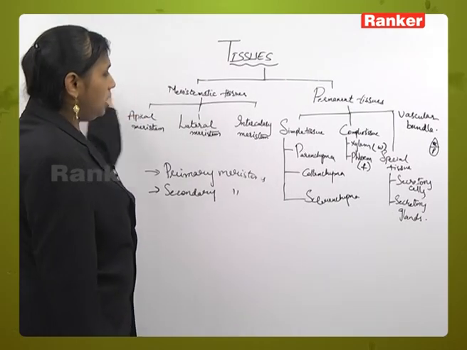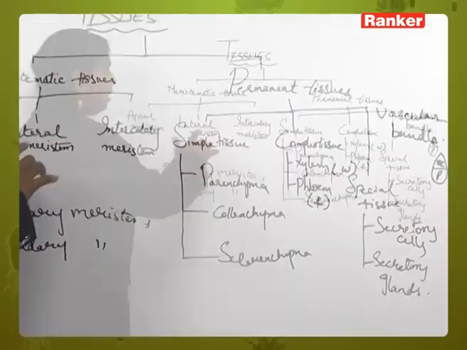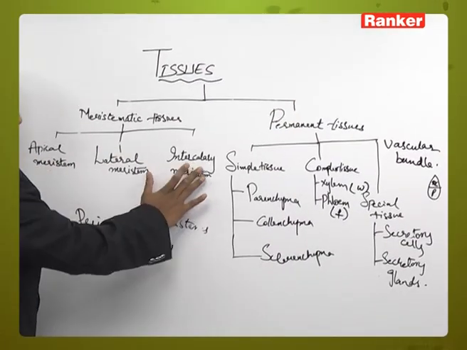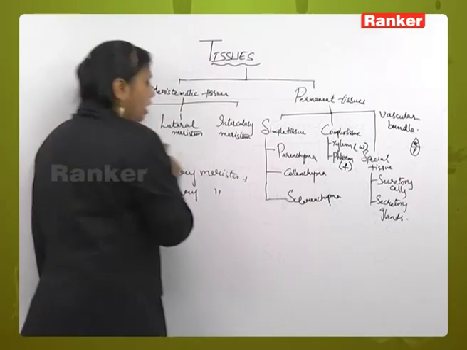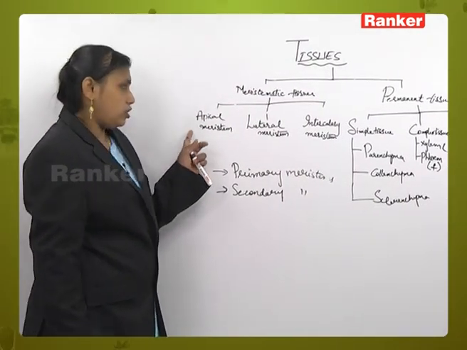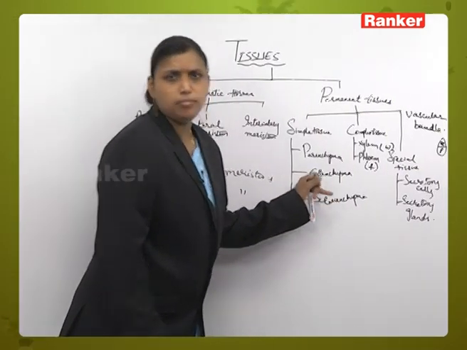Altogether this is the route map of the tissues that we are going to study in this chapter. There are meristematic and permanent tissues, there are simple, complex and special tissues, and on the basis of the position where the meristematic tissue occurs, it is of three types: apical meristem, lateral meristem and intercalary meristem.